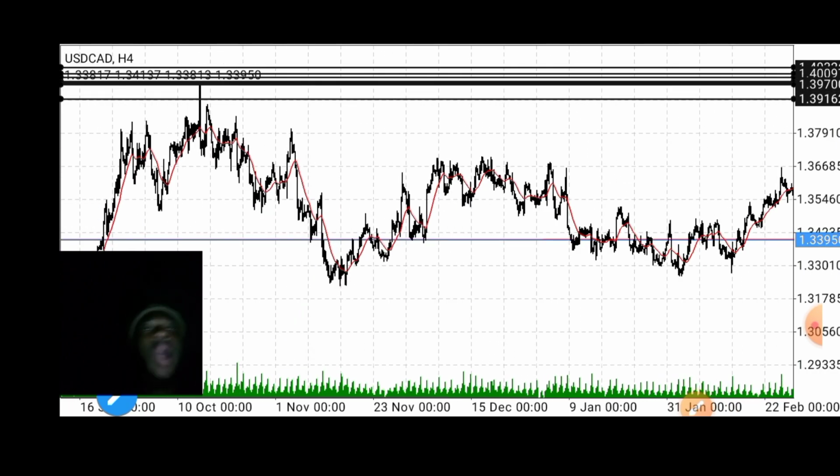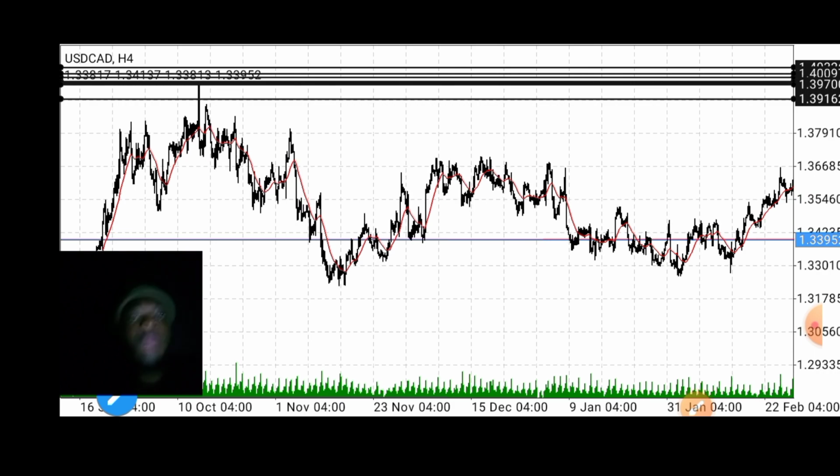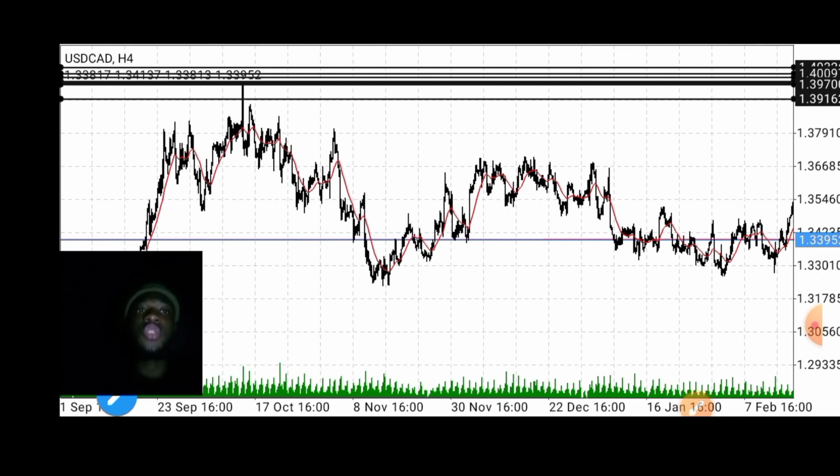Okay, now I'm in a 4-hour time frame. I don't want to change the time frame I'm in. I want to analyze and mark out the support and resistance in the 4-hour time frame. How do I go about it? It's very simple. Okay, first zoom out your chart.